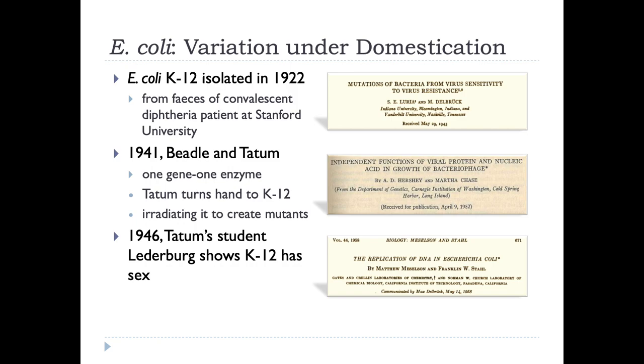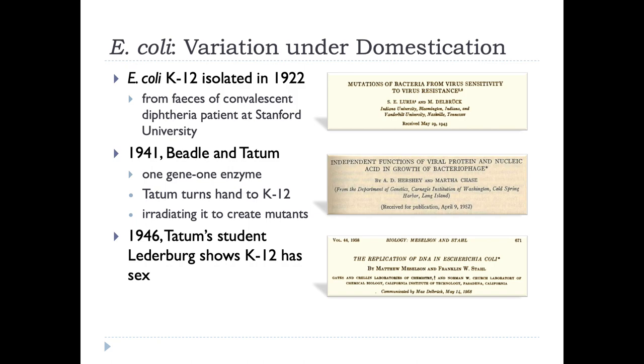Now, interestingly, E. coli is a key exemplar of the power of variation under domestication, which is the title of the first chapter in The Origin of Species. A particular strain of E. coli called E. coli K12 was first isolated in 1922. This, again, was just a kind of random thing. It was entirely idiosyncratic that they isolated a strain from the feces of a convalescent diphtheria patient at Stanford University, and there was nothing special about that patient, that patient's bowel, that particular E. coli, but that particular strain became, if you like, the most commonly used experimental strain, and probably, I can say without fear of contradiction, probably the most studied organism on the planet.